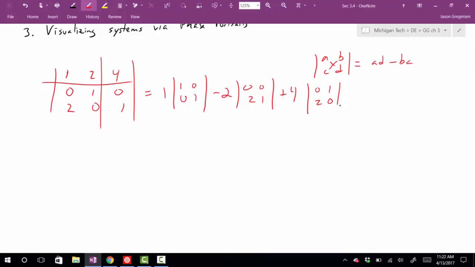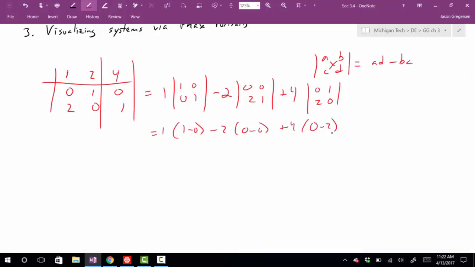So now I have 3 determinants instead of 1, but the nice thing is they're all 2 by 2. So now I can actually just calculate them. So now I have 1 times 1 minus 0, 0 minus 0, 4 times 0 minus 2. Add those things up, get whatever you're going to get. Okay. The idea is we expanded this thing.